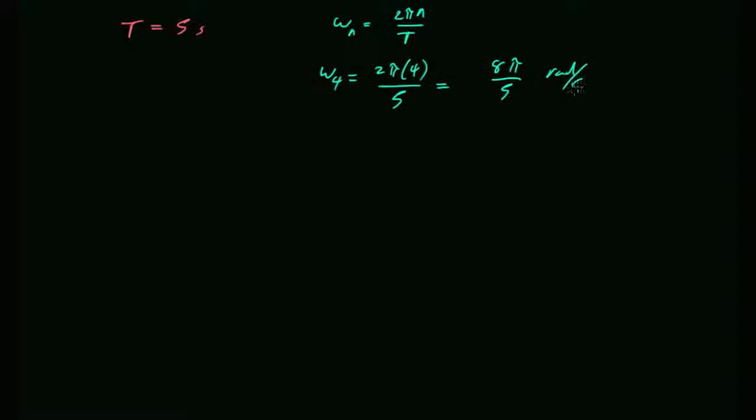Period is 5 seconds. What's the frequency of the nth harmonic? Always 2 pi n over big T, always. So in our case, the frequency of the 4th harmonic is 2 pi times 4 over 5. So that's 8 pi over 5. And if I want units, that's going to be rads per second. 5 points.